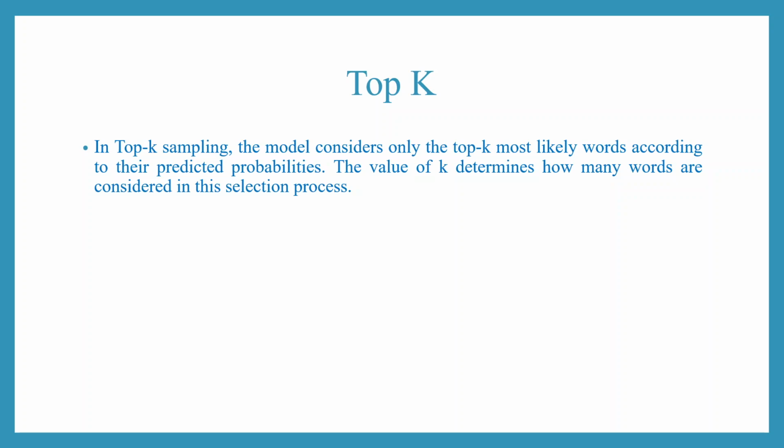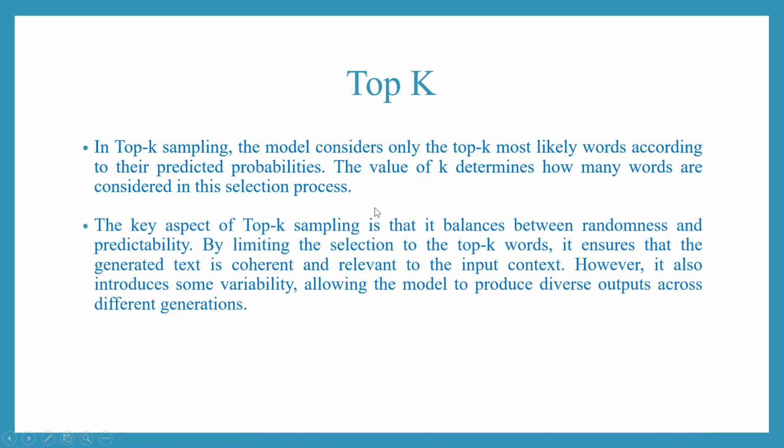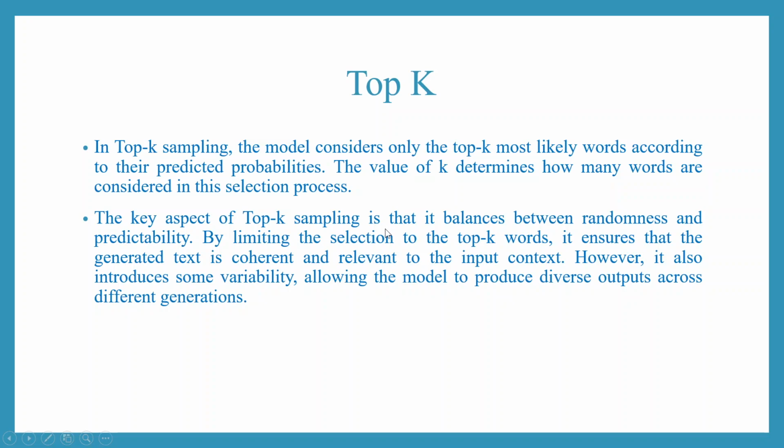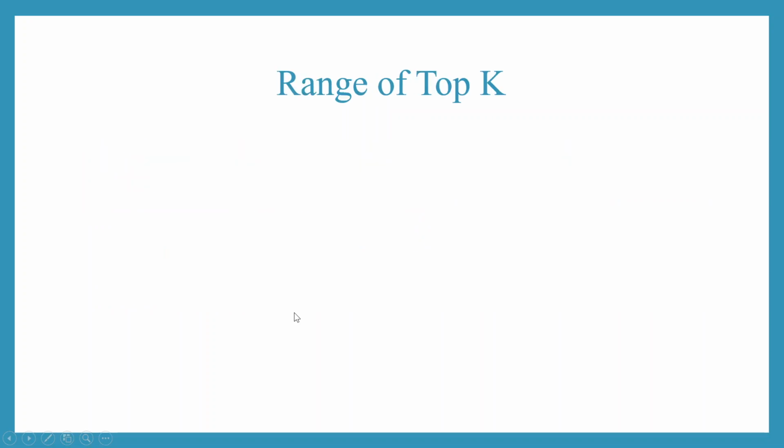Top K. In top K sampling, the model considers only the top K most likely words according to the predicted probabilities. The value of K determines how many words are considered in this selection process. The key aspect of top K sampling is that it balances between randomness and predictability. By limiting the selection to the top K words, it ensures that the generated text is coherent and relevant to the input context. However, it also introduces some variability, allowing the model to produce diverse outputs across different generations.